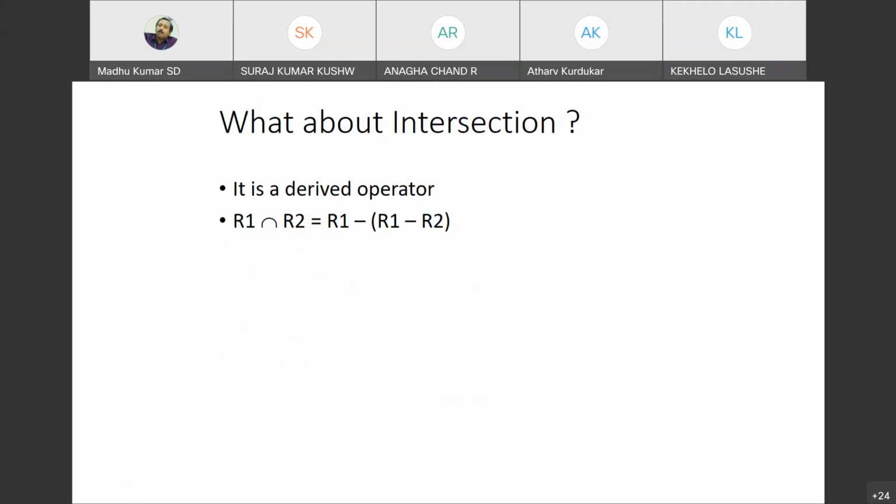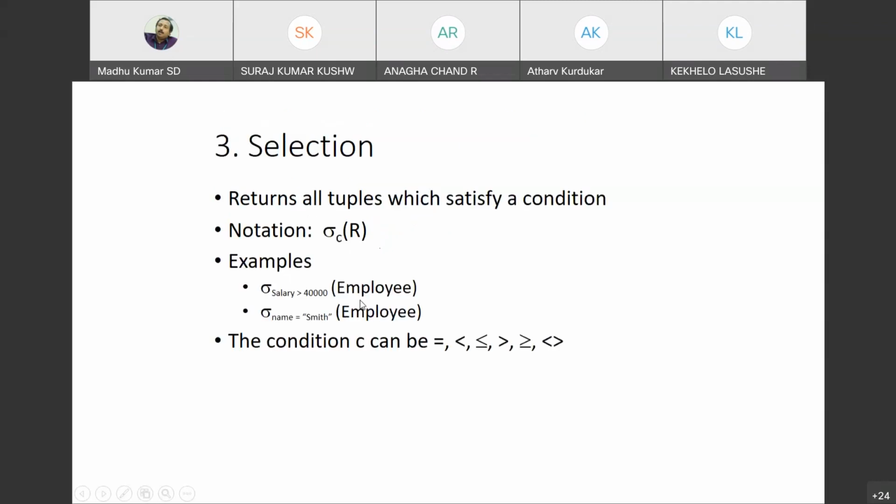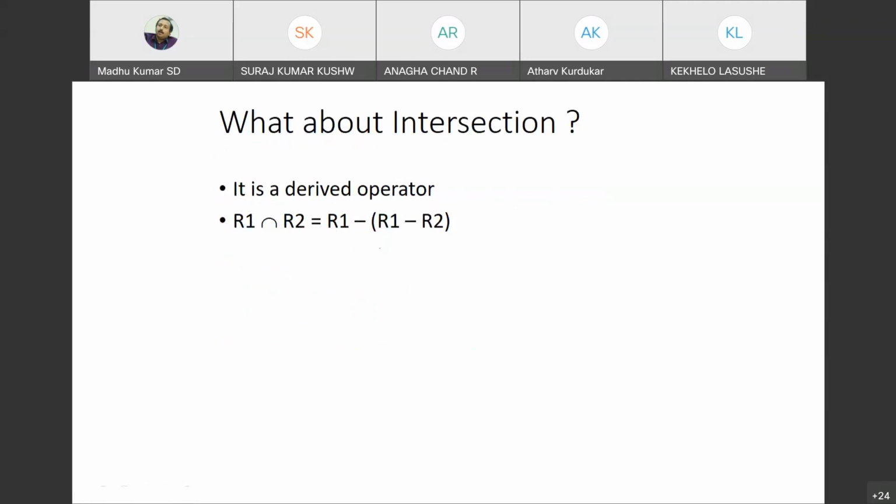And intersection, as you know, is actually a derived operator, because we can express it in terms of the fundamental operators. So R1 intersection R2 is equal to R1 minus (R1 minus R2). First, you take all tuples which are in R1 but not present in R2. Then subtract that from R1. So what you get is the set of all tuples which are present both in R1 and R2. So this is an important expression: intersection can be expressed in terms of difference.